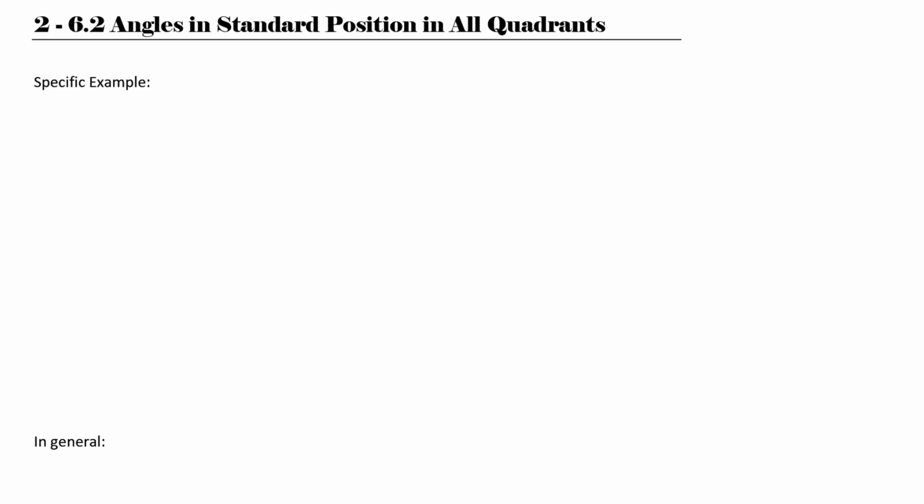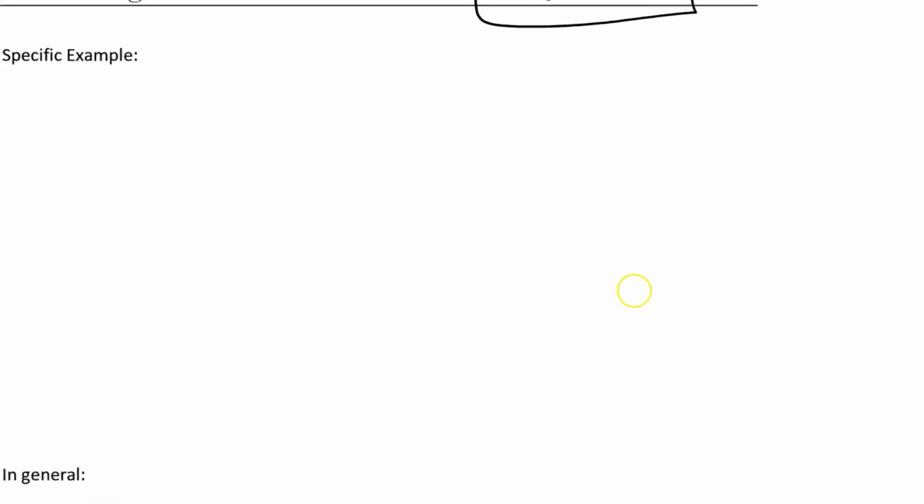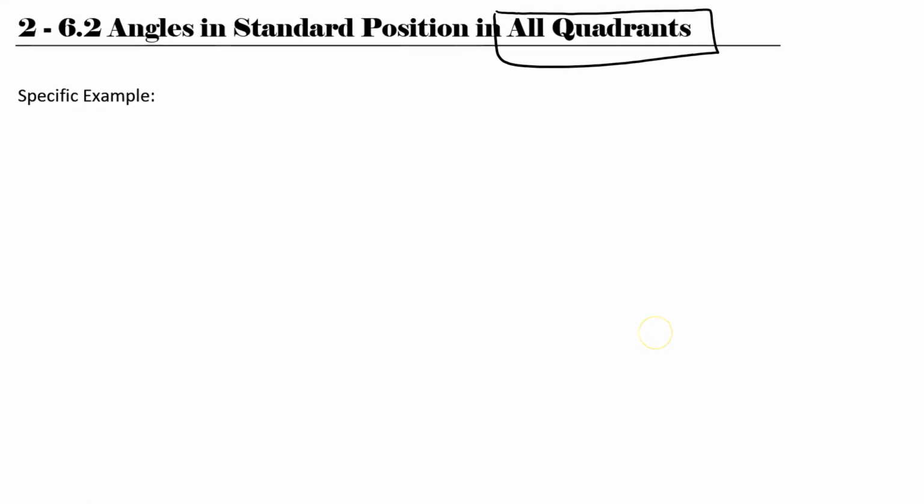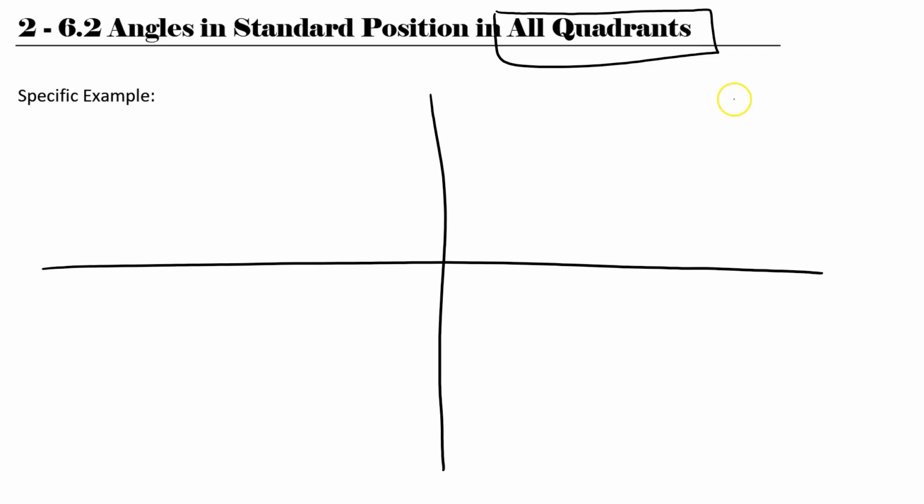6.2. Angles in standard position in all quadrants. So this is where it gets a little bit more tricky. Not only are we worried about what is happening in our first quadrant, we're also interested in what's happening in our second quadrant, in our third quadrant, and also in our fourth quadrant. So I just want to go through a few things.